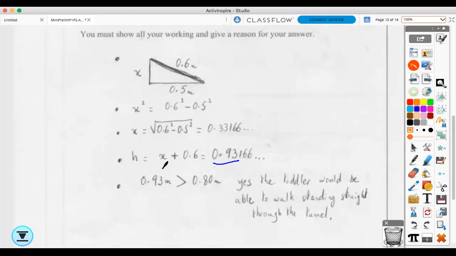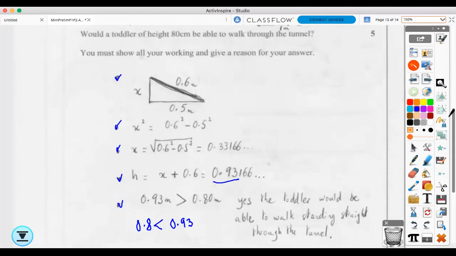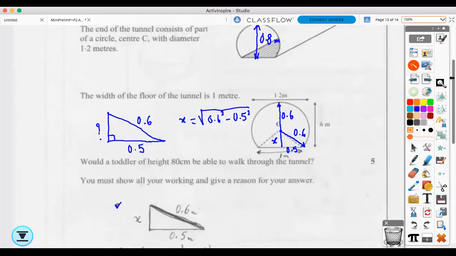So the last mark is to put the statement here. Yes, the toddler is going to be able to walk through the tunnel. You don't need to put all that standing straight, blah, blah, blah. Because 0.8 is less than 0.93, or 0.93 is bigger. Either way, if you do 0.8 is less than 0.93, you will get the mark as well. 1, 2, 3, 4, 5. How many marks was this? 5 marks.